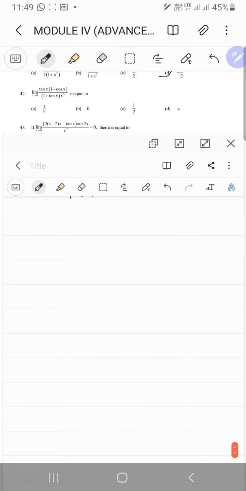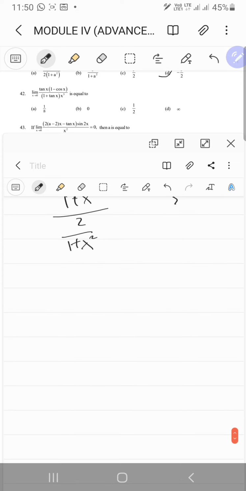So limit as x approaches 0 of tan x into 1 minus cosine x upon 1 plus tan x into x cubed. Wow, this is going to take time. 1 plus tan x is sin x plus cosine x upon cosine x. No, that's not going to do. Think. Okay, x approaches 0, so tan x also approaches 0. This thing goes to 1. So we need to get that out first of all. I think I know how to do it.